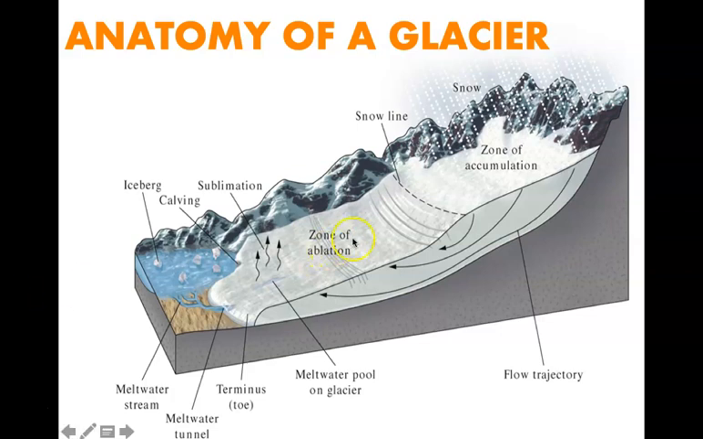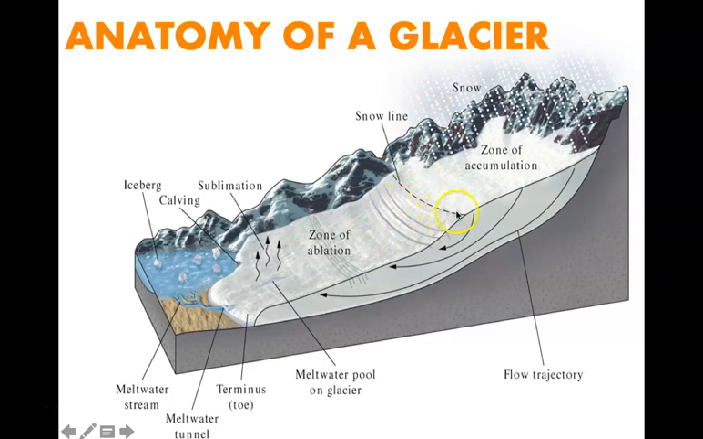And of course, the farther downhill you get, the more melt you're gonna see. Up here, a little bit melts here and there. But it's still snowing, and it comes and goes with the winter, with the seasons.